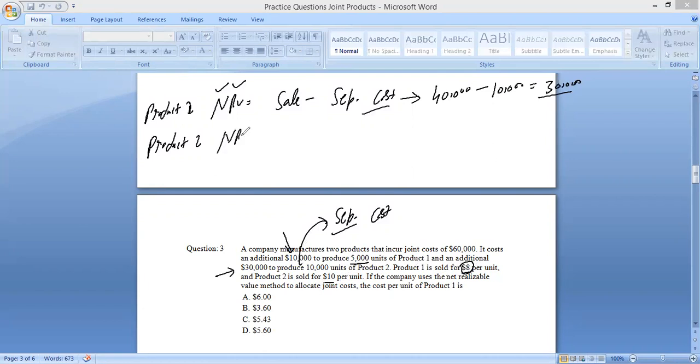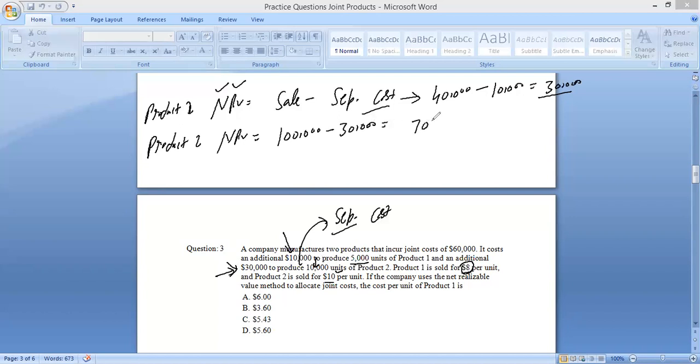Now let's calculate the NRV for product 2. For product 2, students, the sales price is $10 per unit, and we are producing 10,000 units. So 10 into 10, the sales value we got is 100,000, and the separable cost he told us here is 30,000.